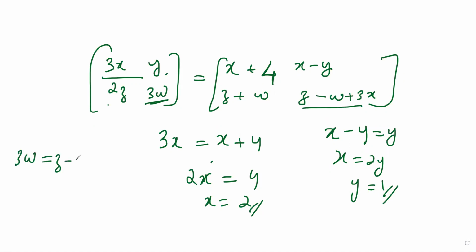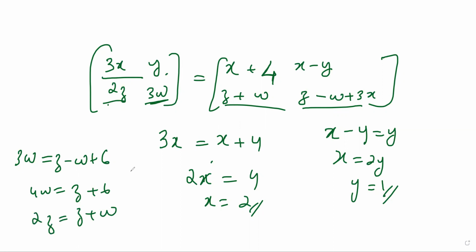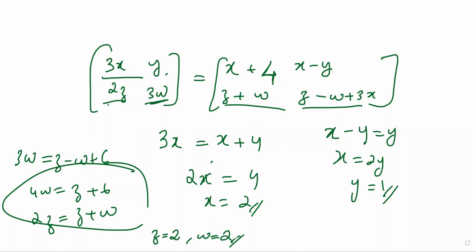3w is equal to z minus w plus 3x. 3x is 3 into 2, that is 6 now. So from that you will get 4w is equal to z plus 6. Then from this equation, you will get z plus w is equal to 2z. So solve them, you will get z as 2, w also as 2. Yes, correct, Gopika.